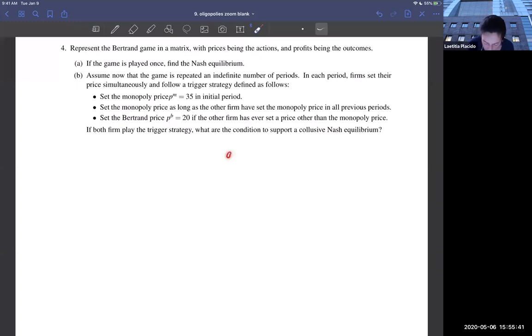Okay, so let's say this is firm A, firm B, or whatever. So each firm has two strategies. Either it can deviate from the monopolist equilibrium, so let's say defects, and set a price below the monopolist price, okay? Or each firm can collude and keep its price at the monopolist level, okay? So in that case, P equals 35. Okay, so that's the same here.